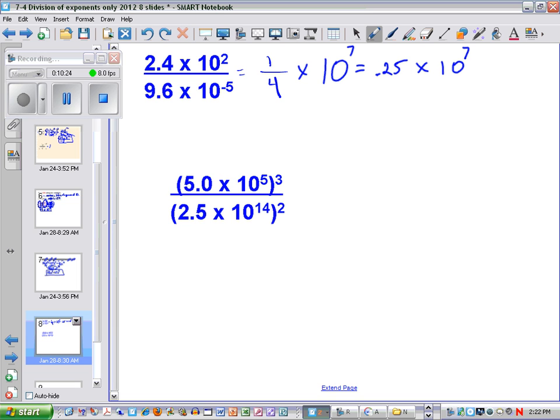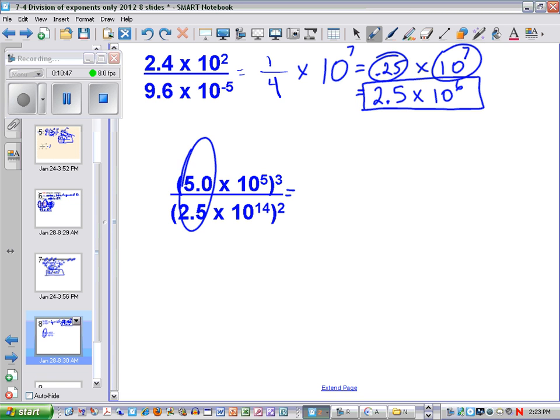Oh, not scientific notation. So 0.25 becomes 2.5. We just multiplied this guy by 10. Since we multiplied him by 10, we need to divide this guy by 10. One gets bigger, one gets smaller, as we talked about before with compensation. Last one. So 5 divided by 2.5, 2.